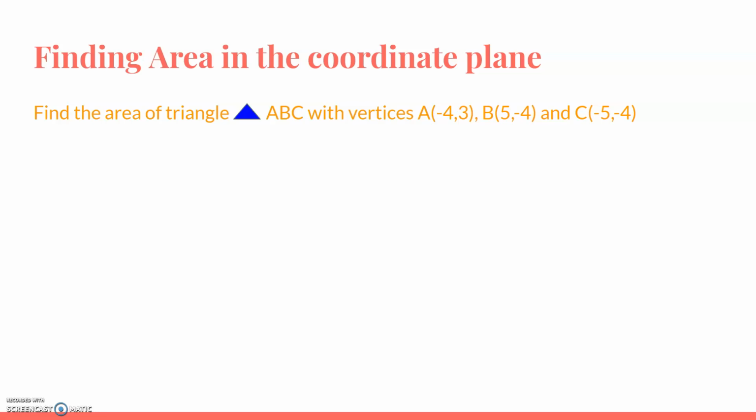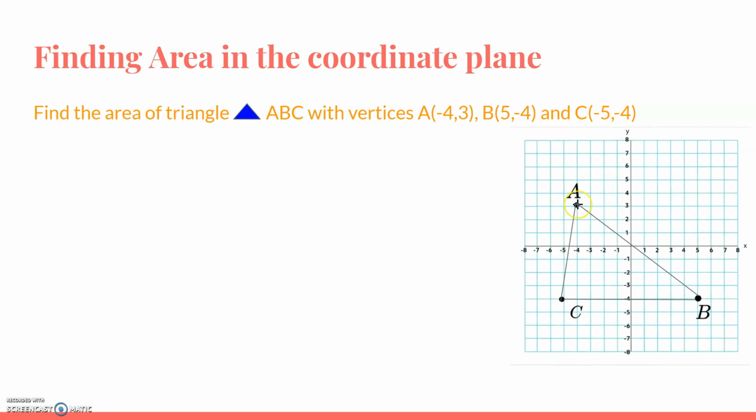Alright, first I told you guys to plot the points, so let's take a look at the coordinate plane right here, and then we're going to plot the points A, B, and C. A and B did not move from our previous problem, but C did move. It was negative 4, negative 4. Now it's negative 5, negative 4. So this does not give us a right triangle, but it gives us a certain triangle.